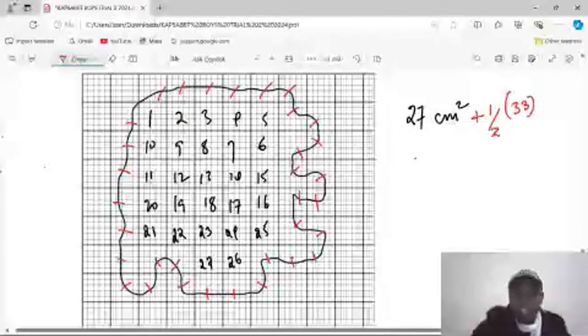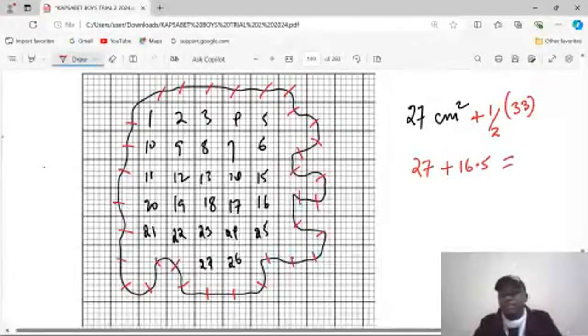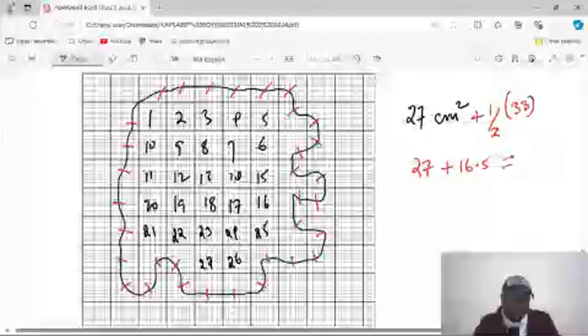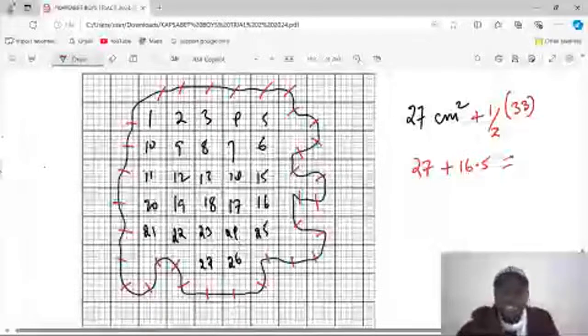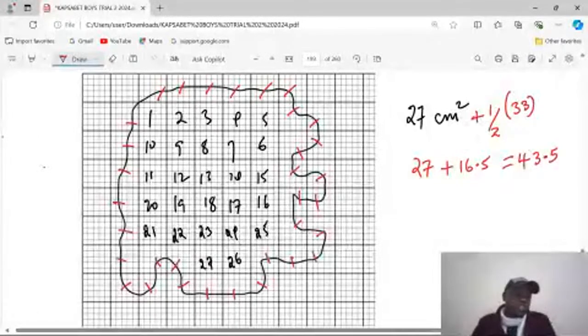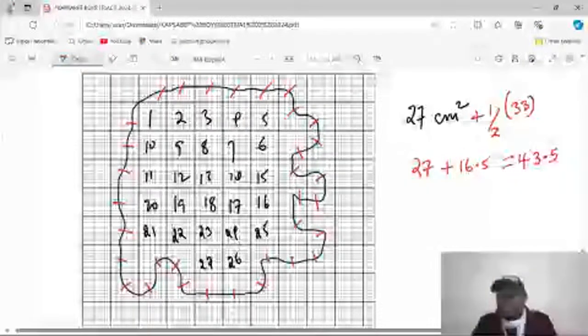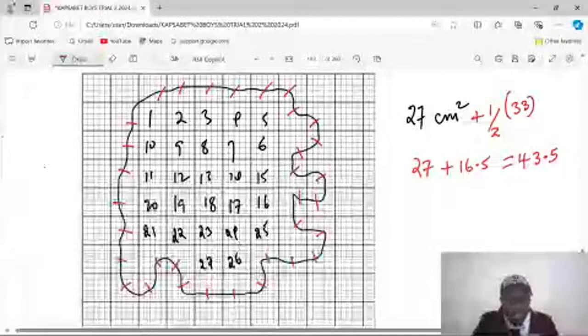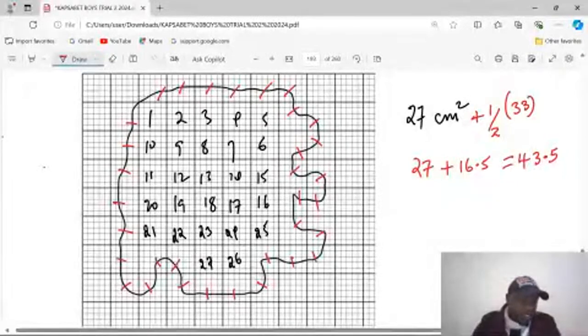This shall give us 27 plus 16.5. This gives us 43.5. So 43.5 square units.